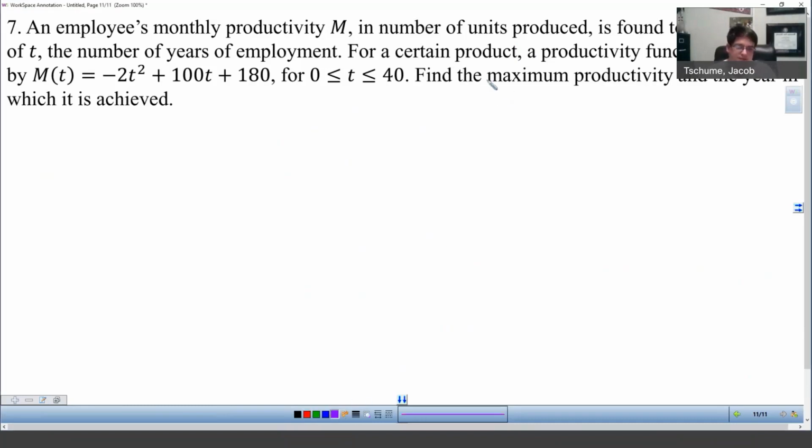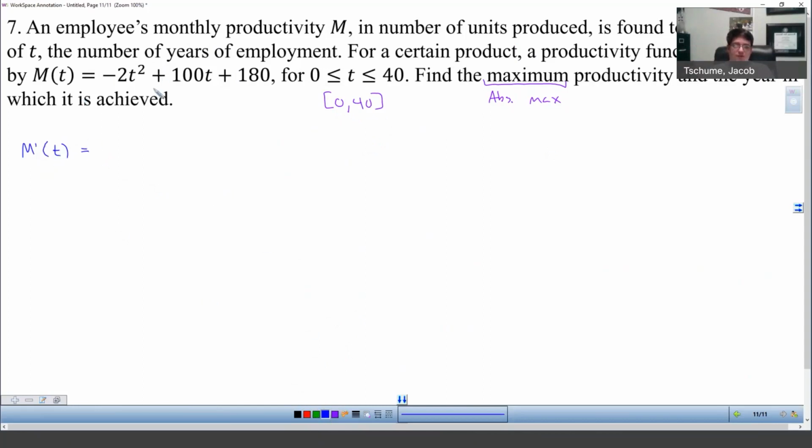So when it says find the maximum productivity, you are looking for the absolute maximum in this problem. They gave us a function. They gave us an interval. This 0 to 40 can be written this way as well. So we can work this just like the first 4 or 5 problems we did in this section. So step number 1 is I need to find my critical values. So I need to find M prime of T.